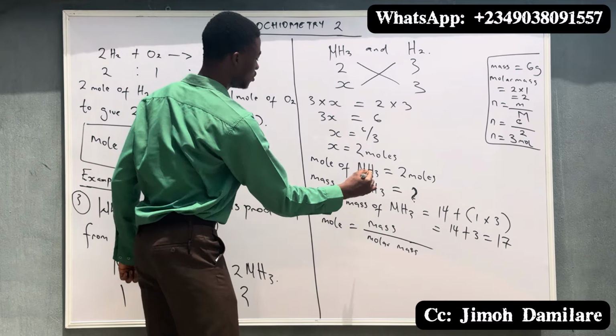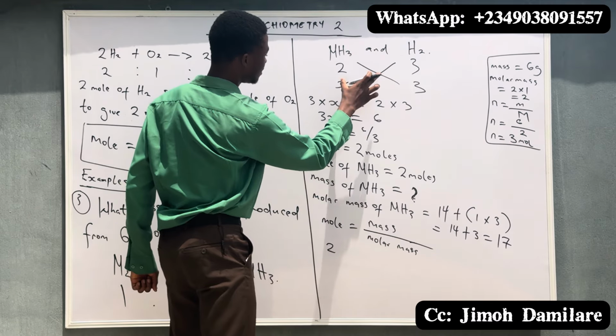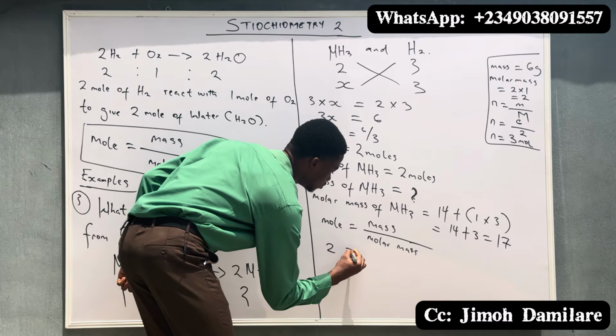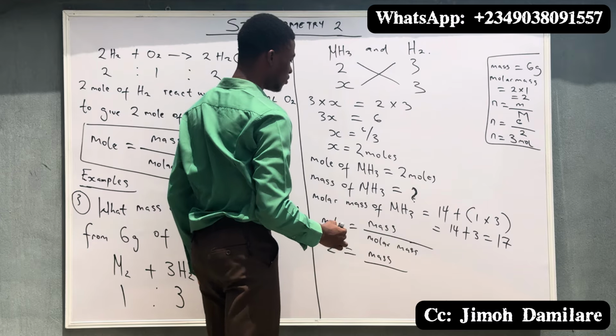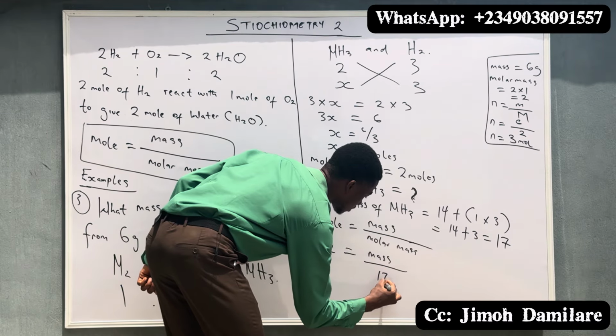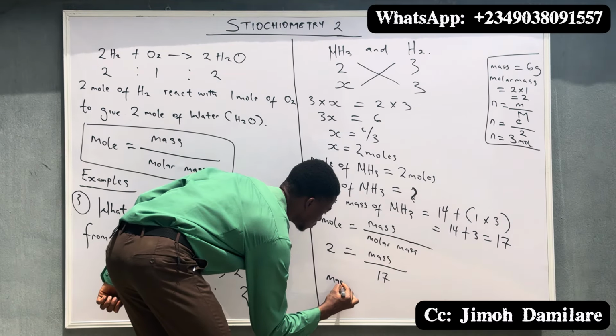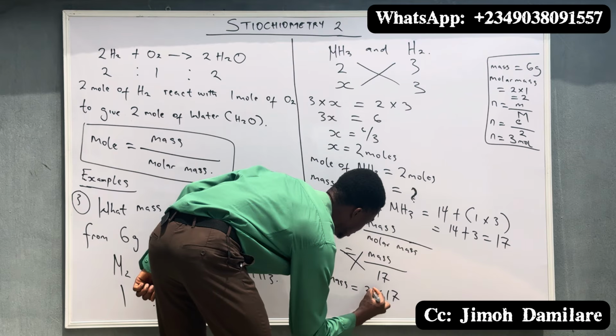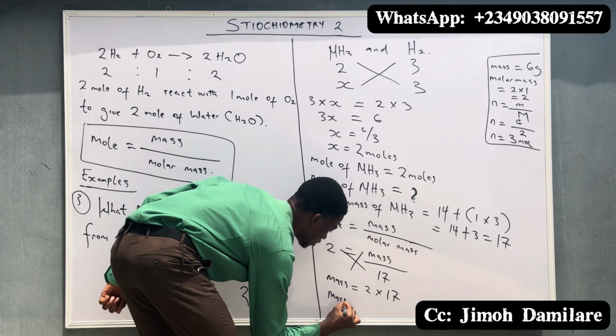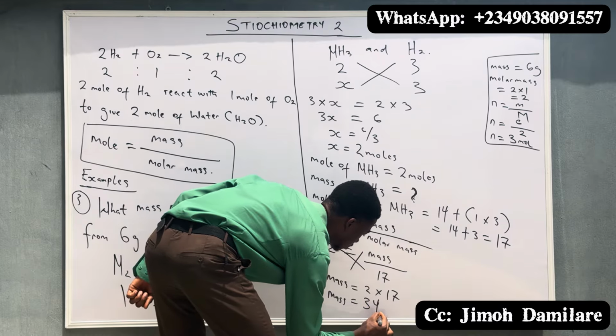So what is our mole? Our mole is 2 from what we got here. So you can see this is important. So our mole is 2, equal to our mass, which we don't know, all over our molar mass. What is our molar mass? Our molar mass is 17. So when we cross multiply, we get 2 multiplied by 17, and our mass will be equal to 34 gram.